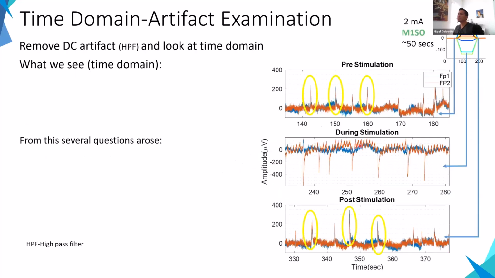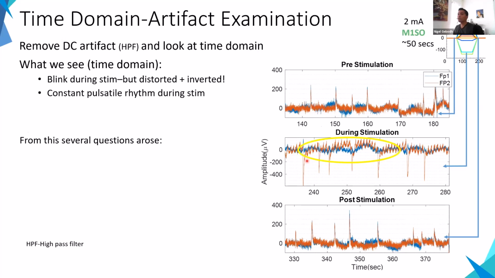So the next thing we did is we looked back at the time domain, and we removed the DC voltage artifact and looked at what was going on during the stimulation period. What we saw in the time domain, the most striking thing, was that the blinks during stimulation were distorted and in some cases inverted. We also saw that there was a constant pulsatile rhythm during stimulation. And we saw that these changes were only there during stimulation, not before or after.